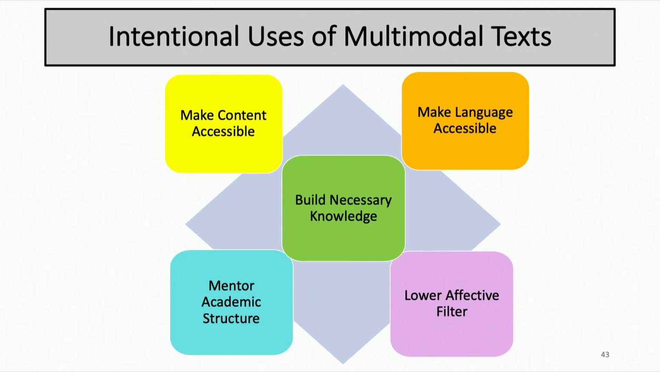So the intentional uses of multimodal text do 5 things. They build necessary knowledge. They make content accessible. They make language accessible. They mentor academic structure, so they serve as mentors. As students are reading, they're actually learning from these texts. And they're lowering that affective filter, right? As we layer them, we start easy and go more difficult.